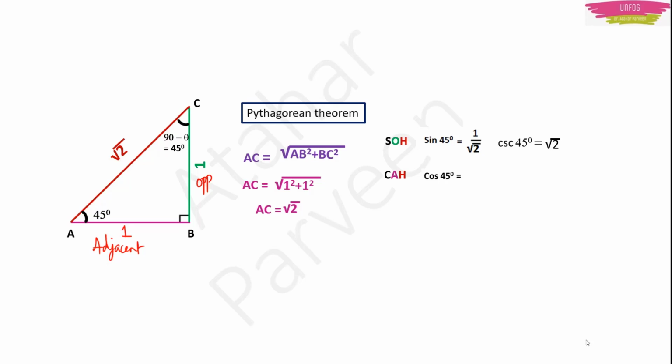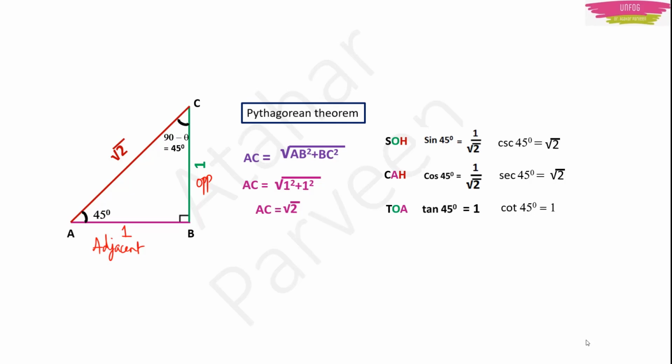For cos, I will write adjacent by hypotenuse. Adjacent is also 1. Hypotenuse is square root of 2. And then secant, which is the reciprocal of cos, I will have square root of 2. Now I can find tan theta. How will I find it? The tan theta will be equal to opposite side by adjacent side. Opposite side is 1. Adjacent side is 1. 1 by 1 will be 1. And cot theta is the reciprocal of tan theta, and 1 by 1 will give me 1 only. That's why cot 45 will also be equal to 1.